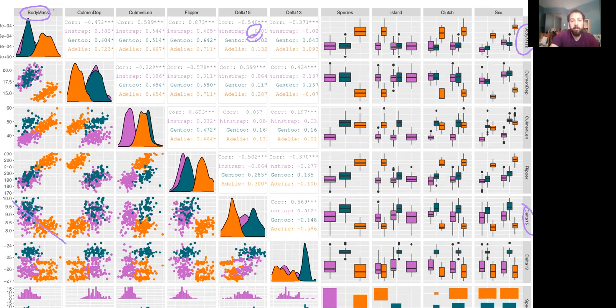Chinstrap and Gentoo both have negative, and Adelie has positive correlation. So we're actually seeing Chinstrap and Gentoo are maybe slight negative, with this one slight positive. So this is maybe something to investigate in the model.